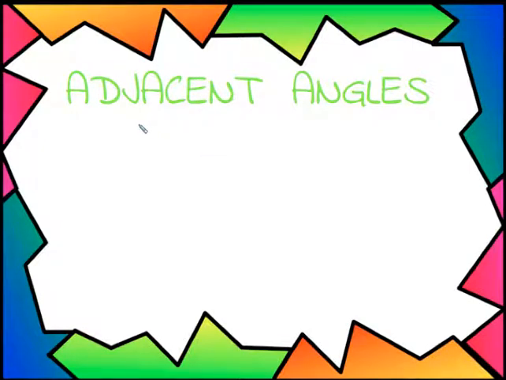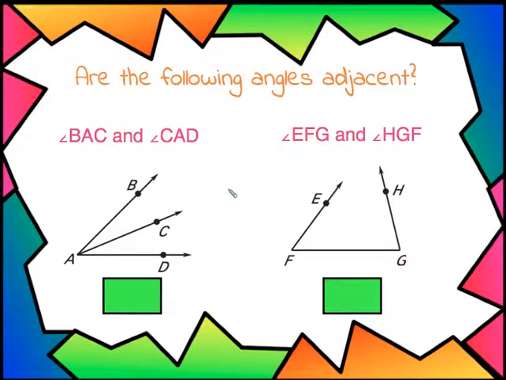Adjacent angles have three things going on. First of all, they share a ray. So it's basically like they share a side of an angle. However, it has to be going the same direction. So I'm going to show you real fast on this next picture what I'm talking about. So both angle EFG and angle HGF share this side, but they do not share a ray.